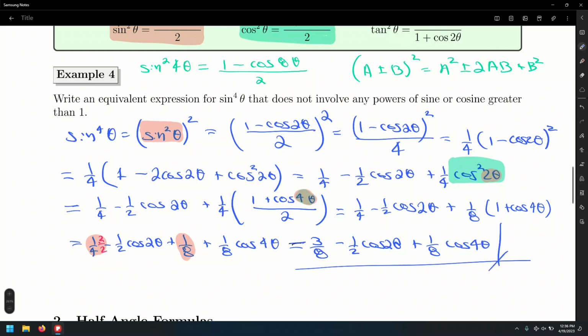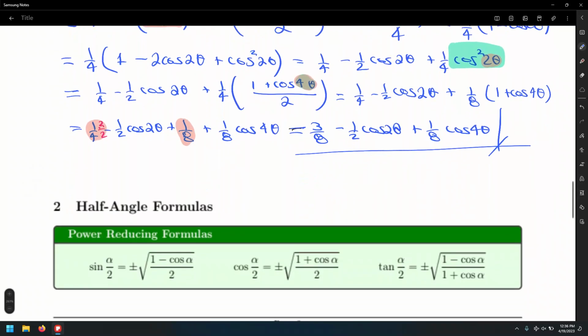And as we can see, the final expression we obtain in the end meets the requirements here. That is, number one, it does not involve any powers of sine or cosine that are greater than 1. Only powers of 1. However, it doesn't matter the multiples of the angles, because that's how the power reducing formulas work. All right?